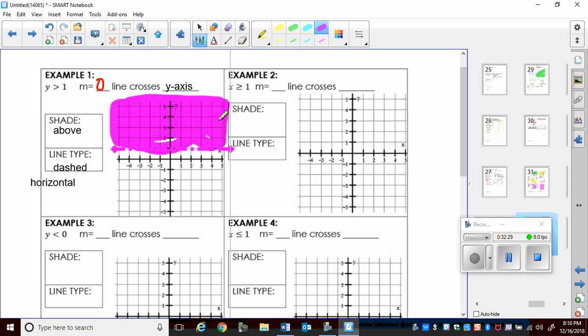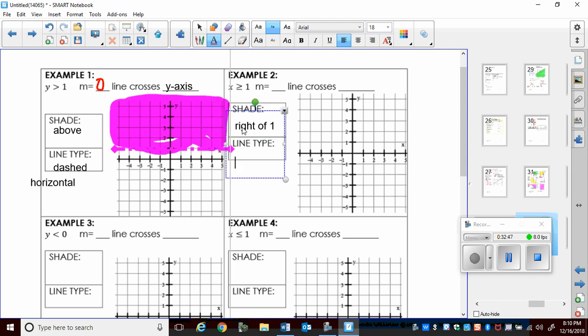And there's my final answer. For example 2, the type of shading we're dealing with: x is greater than, so we're shading to the right of 1. And the line type is a solid line.